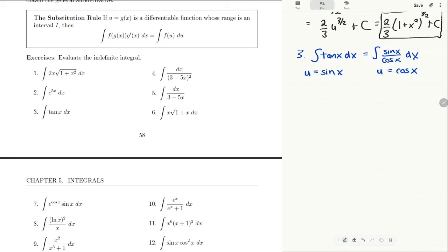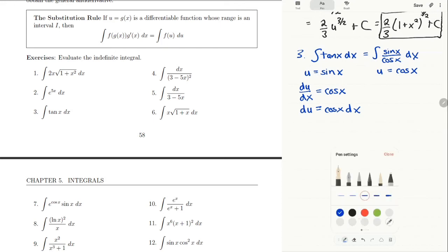Now for this particular integral, only one of these substitutions will work. If we let u be the sine of x, then du over dx is equal to the cosine of x. And if we solve for du in this equation, we get cosine of x times dx. But if we notice in our integrand, we don't have cos of x times the dx. What we have is 1 over cos of x times dx. So for this particular substitution, this will not work.